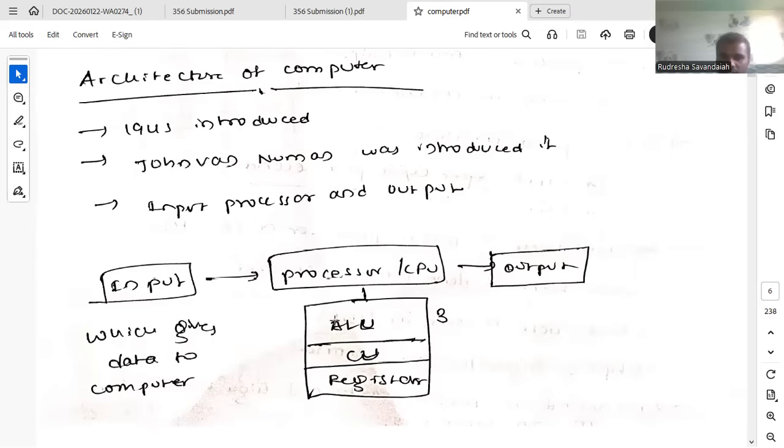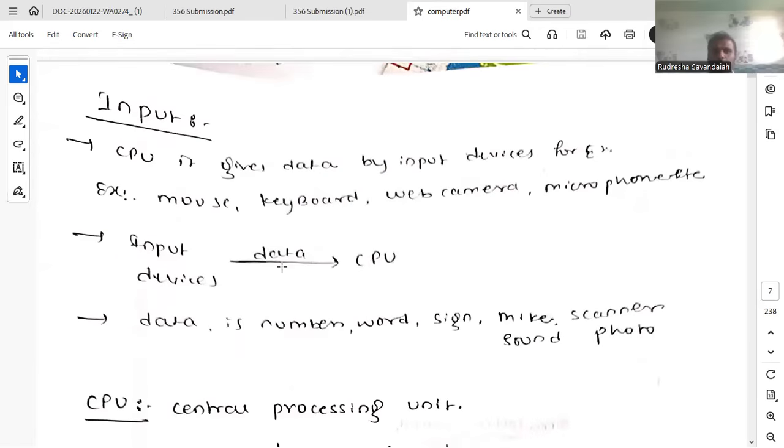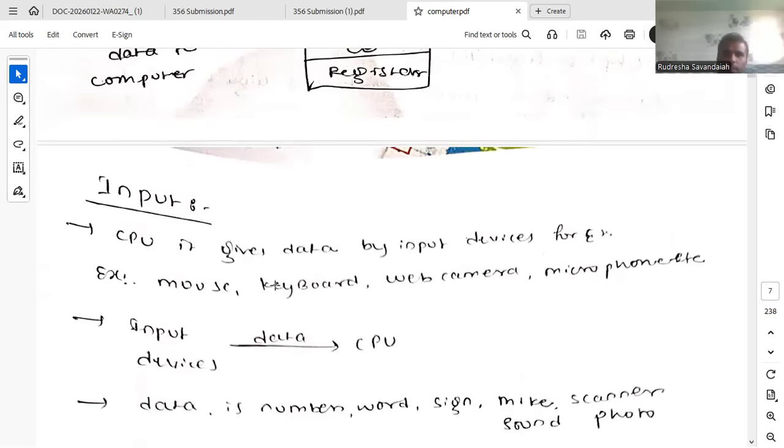Please look here. This is the ALU, arithmetic logic unit, register, and CU. This is the processor, or the CPU. See the input. This is the input device. This is the output, which gives the data to the computer. The CPU gets data by input devices.